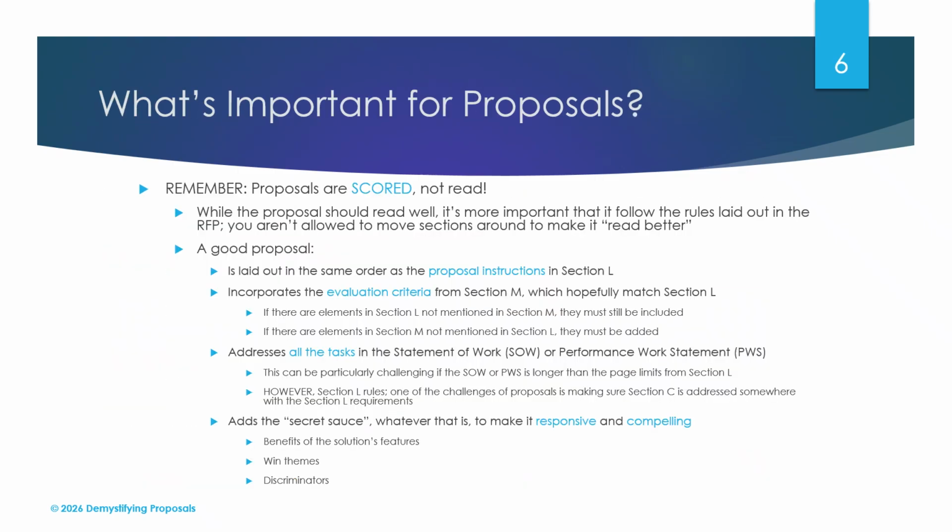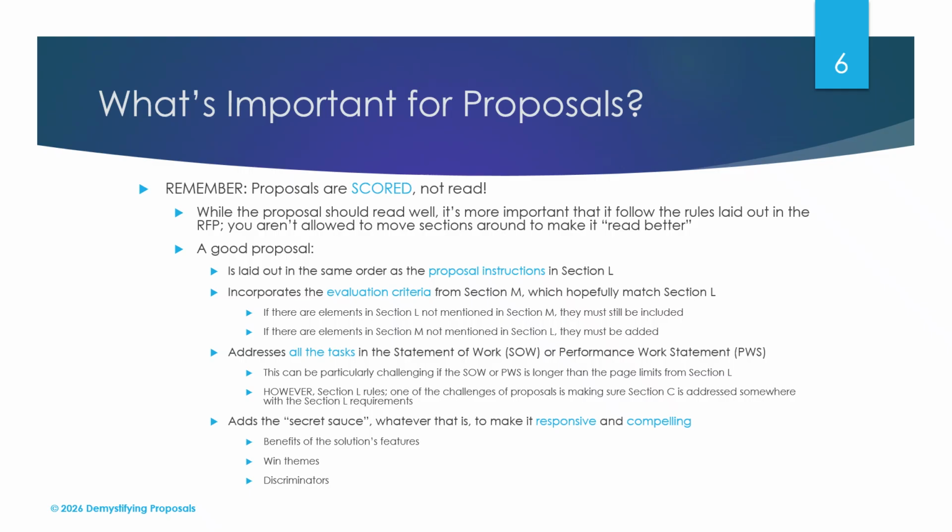One of the things that's most important for proposals is to remember that proposals are scored and not read. And what we mean by that is that while proposals should read well, they should be edited and formatted and clear, it's more important that they follow the rules laid out in the RFP. You aren't allowed to move sections around just because it would read better. A good proposal is laid out in the same order as the proposal instructions in Section L. It incorporates the evaluation criteria from Section M, which hopefully match the proposal instructions in Section L.